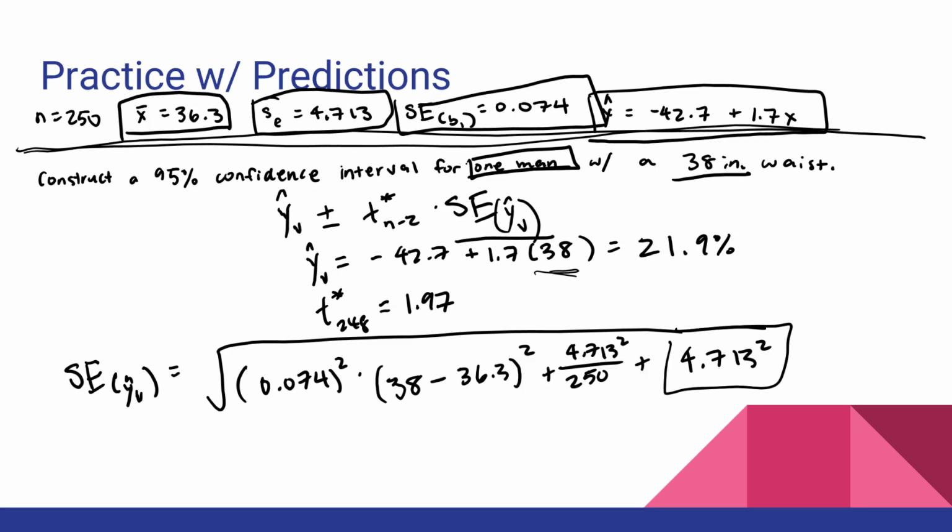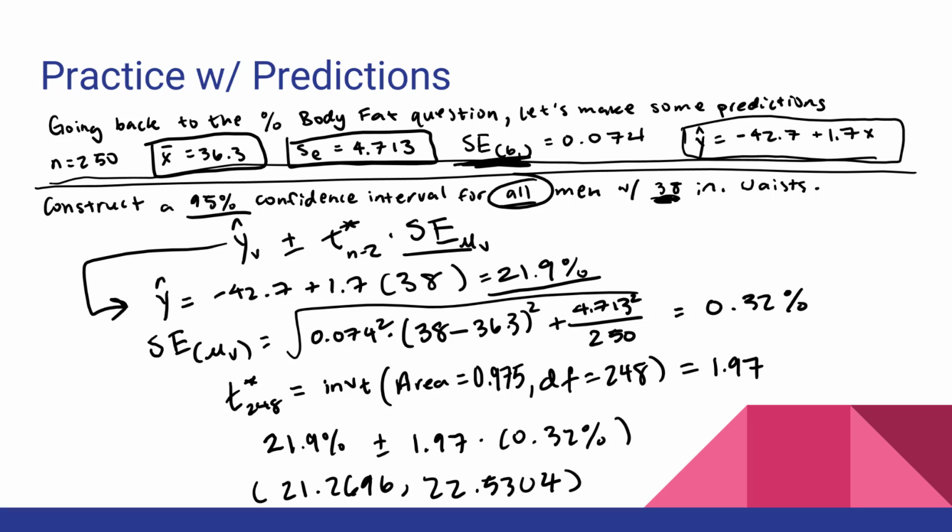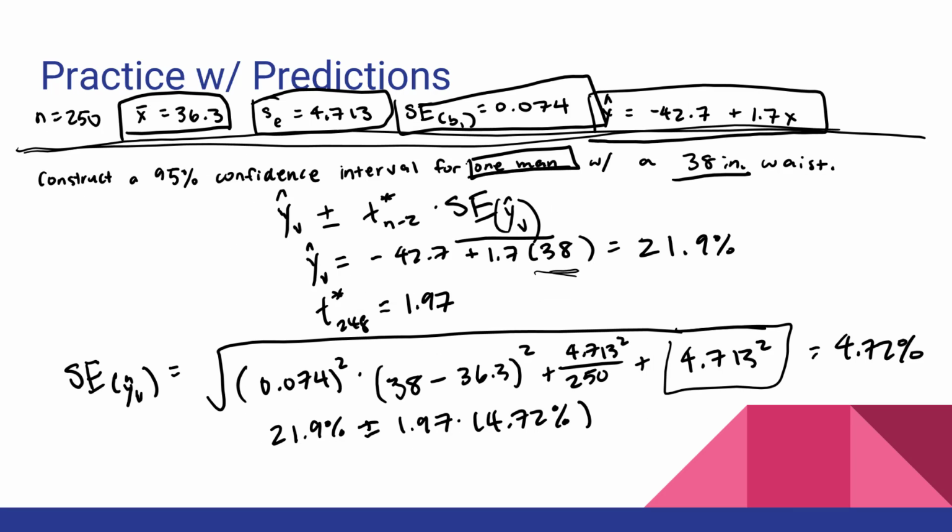So here is the only thing that makes this different from our last prediction about means. So this comes out to be 4.72%. And our final confidence interval formula has been changed to this. So 21.9% plus or minus 1.97 times 4.72%. So where does this differ from the last question? You can see that the standard error here is the only term that has changed from the last question. It was 0.32% in the first case, but here it is 4.72%. So you can see that clearly an individual has a much higher variation than a group of people.